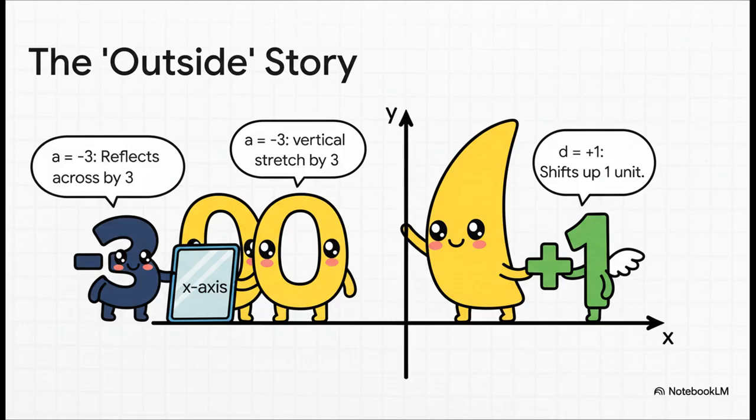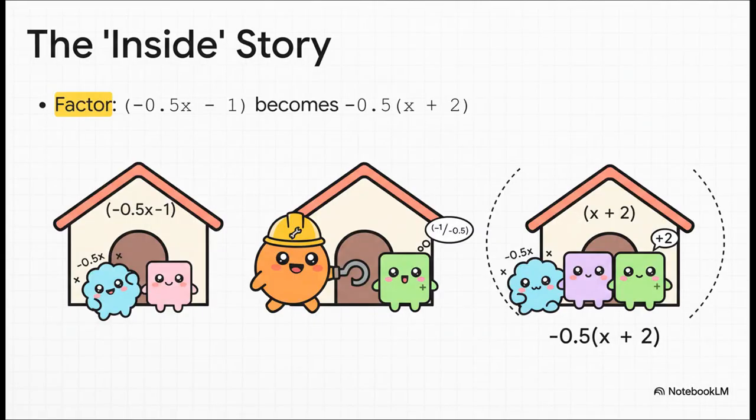We'll start with the easy part, the outside story. That minus 3 up front tells us to flip the graph over the x-axis and stretch it vertically by 3. That +1 at the very end just means shift the whole thing up 1 unit. Easy enough. Now for the inside stuff.